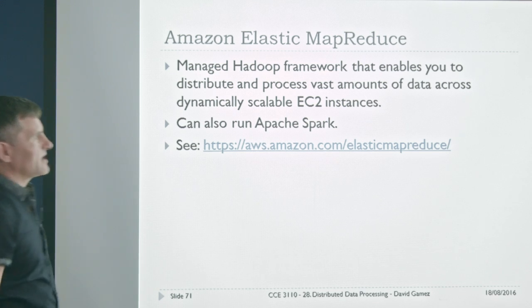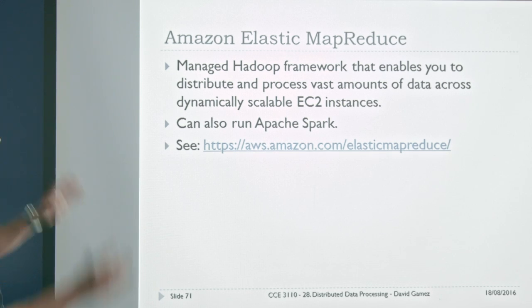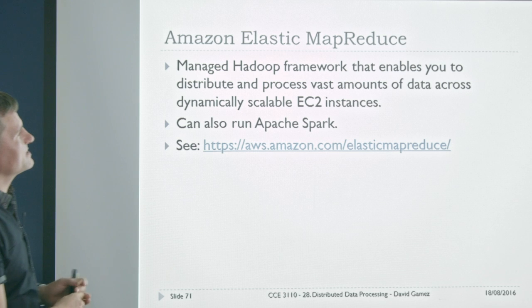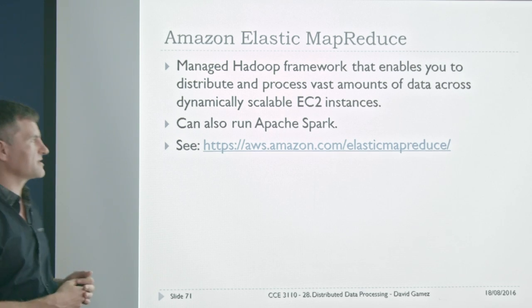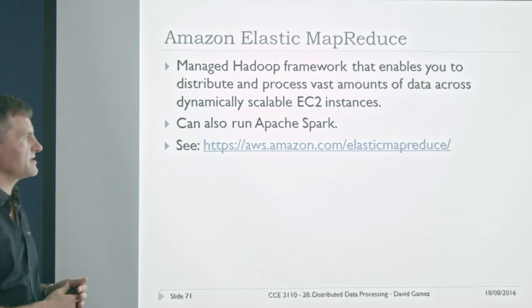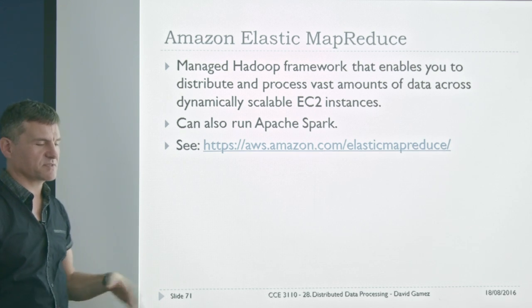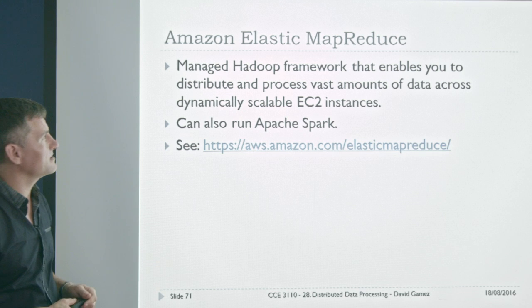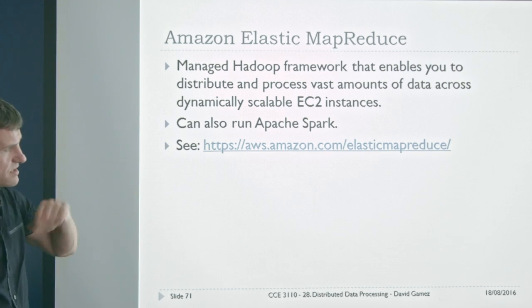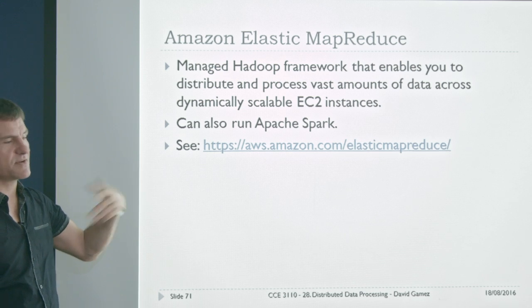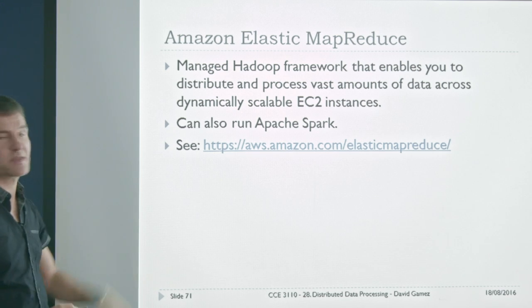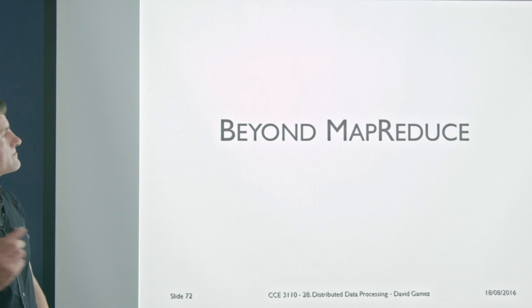And then we have, instead of Hadoop, you might want to use Amazon Elastic MapReduce. It's a managed Hadoop framework that lets you distribute and process vast amounts of data across dynamically scalable EC2 instances. And it'll also run Spark, which is the sort of successor to Hadoop. So a little bit on that there. And you've got your student educate accounts, right, from last term. So if you want to play around with that, you're more than welcome.